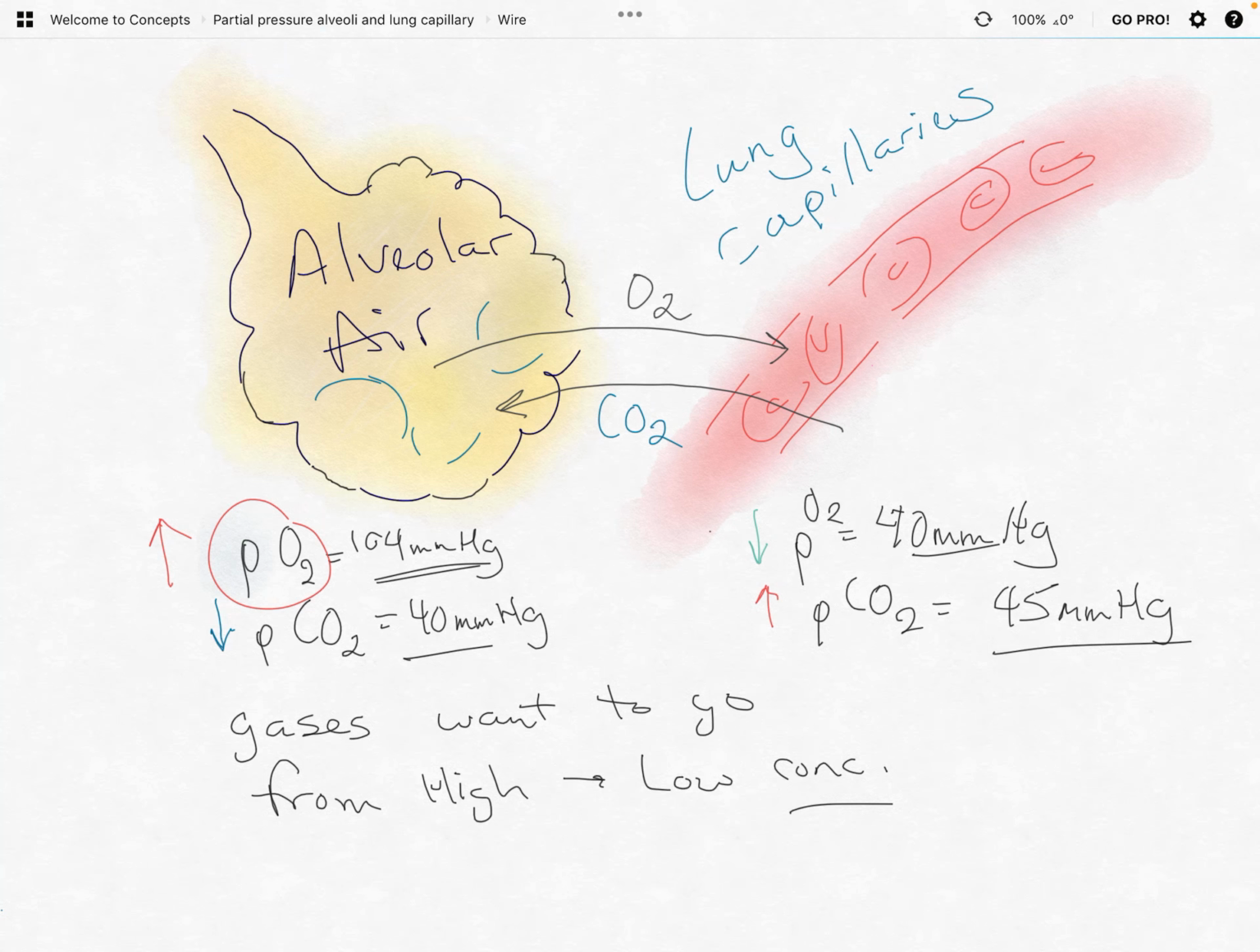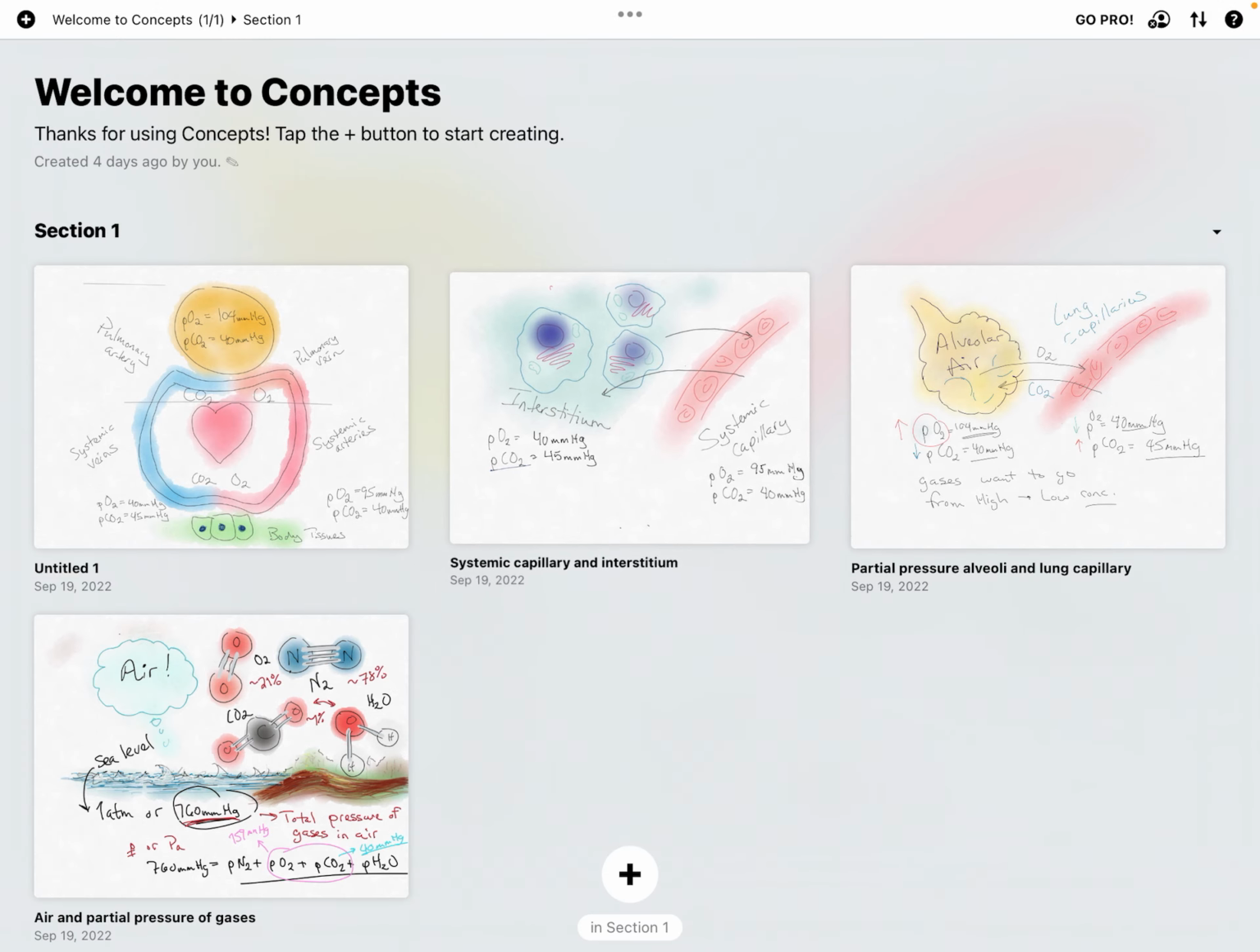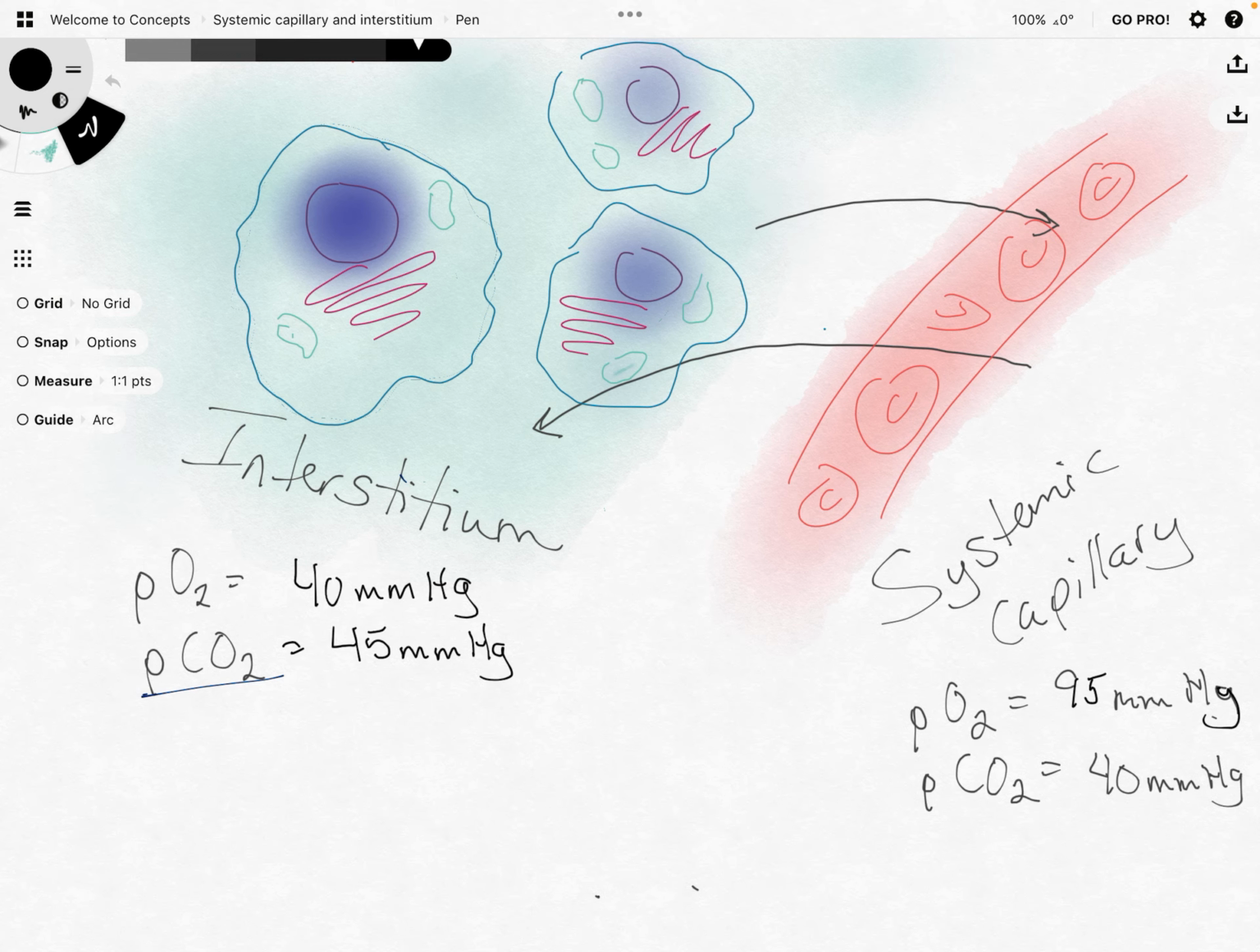All right, so now let's look at it in terms of the systemic circuit and the interstitium, the body tissues. I've already got the values written here, but in systemic capillaries, it's 95 millimeters of mercury for partial pressure of oxygen, and the partial pressure of carbon dioxide is 40 millimeters of mercury. Now, again, hopefully if you're astute students, you're automatically picking up on the fact that, oh, wait a second, why is it 95 millimeters of mercury when it was just 104 when we were talking about going from the alveoli to the blood? Why do we keep losing partial pressures of these oxygen molecules?